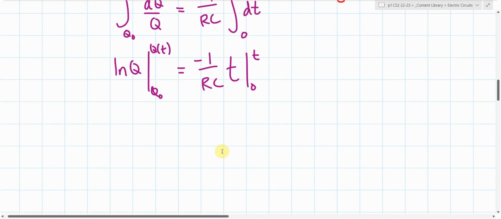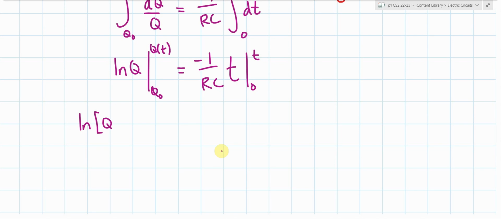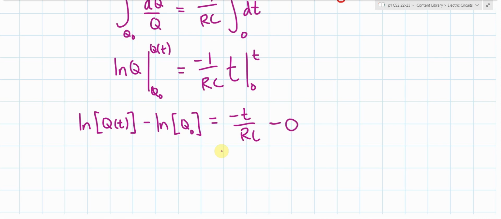Okay. And then if you evaluate them, on the left here, we get the natural log of q of t minus the natural log of q naught, the bottom limit. Equals -t over rc, minus 0, because evaluated at 0 is 0. Alrighty. Now, we want to solve for q of t.